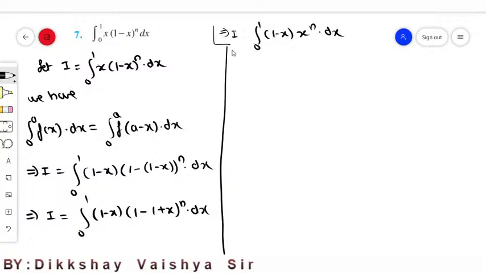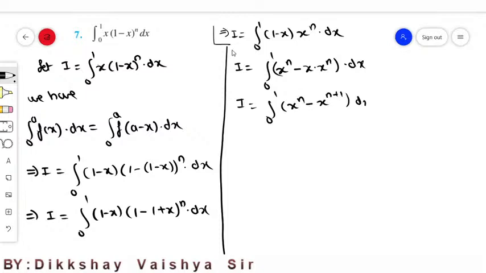So here I is equals to 0 to 1. So after introducing x is to power n inside, into x is to power n dx, that is I is equals to 0 to 1 x is to power n minus this is nothing but 1, so we can write this as x power n plus 1, right? And that's it. Now distribute I is equals to 0 to 1 x is to power n dx minus 0 to 1 x is to power n plus 1 dx.